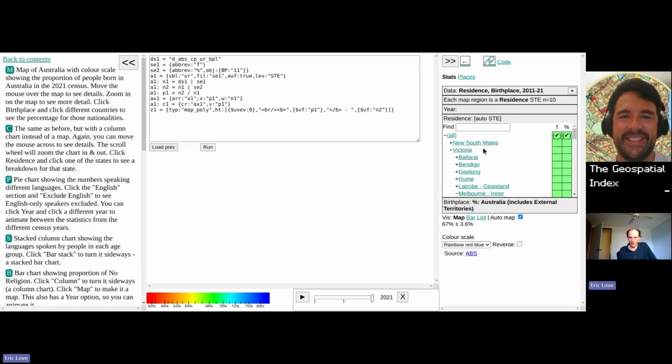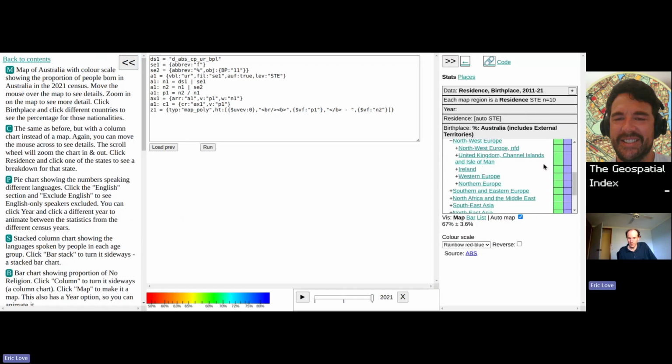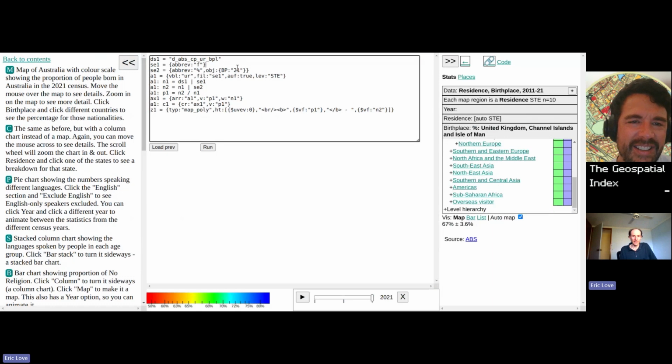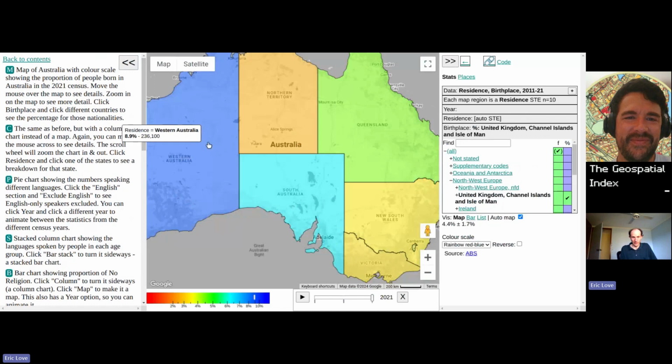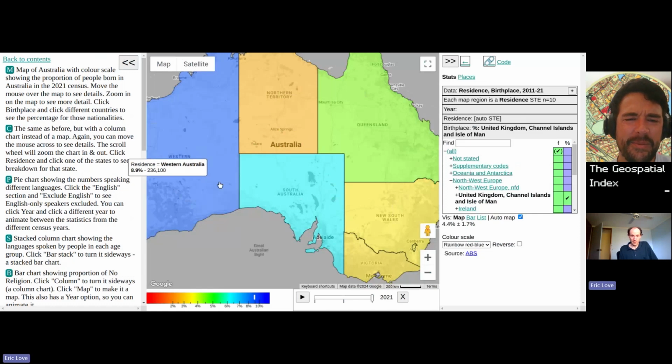But if we go back to the code and change it to born in the UK, and now it says 21 here. So okay, changing settings here has changed the code. Awesome. And then we see that reflected. And I didn't realise that 8.9% of people in Western Australia were born in the UK. So is that the highest proportion? The state with the highest proportion, is it?